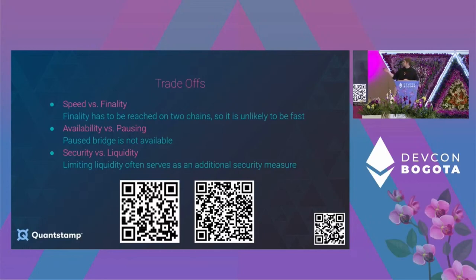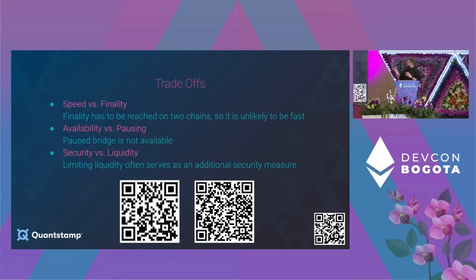Similarly, if I'm talking about availability and pausing, well, once a bridge gets paused, it's not really available, right? It's not accepting any transactions. I cannot bridge at this moment. Same thing with security and liquidity. Sometimes bridges are really liquid, but we don't really like to have all the assets sitting in some smart contract that potentially could be exploited on one or the other chain, right? So therefore, bridge operators very often limit the liquidity. They take the assets, they move them into some escrows, cold wallets, and similar things.